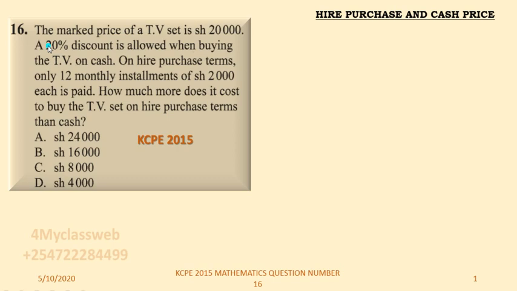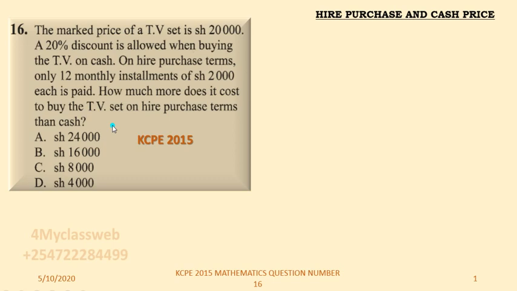We are told that the market price of a TV set is shillings 20,000. A 20% discount is allowed when buying the TV on cash. On hire purchase terms, only 12 monthly installments of shillings 2,000 each is paid. How much more does it cost to buy the TV set on hire purchase terms than cash?